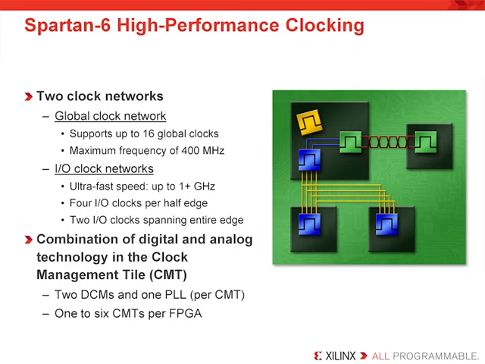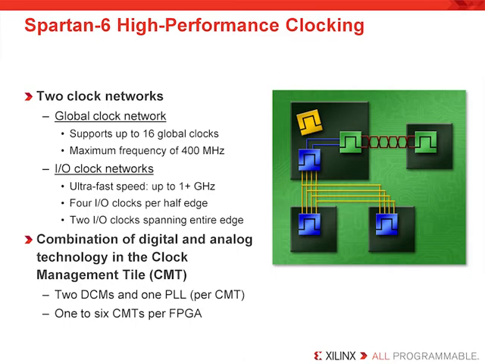The Spartan-6 I/O clock network is used for distributing clocks to the IOB resources, which contain the SerDes functionality and operate at very high speed, in this case over 1 GHz. There are 4 I/O clocks per half edge and 2 I/O clocks that span the entire edge of the device.